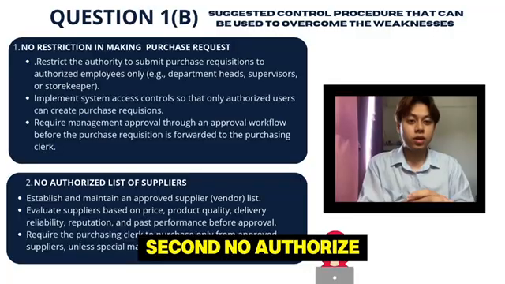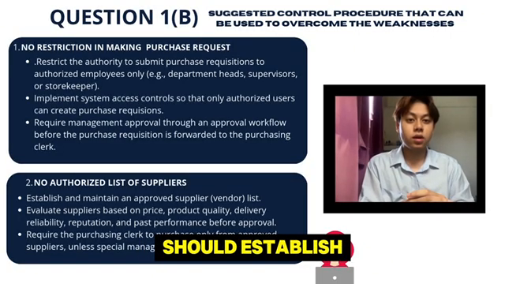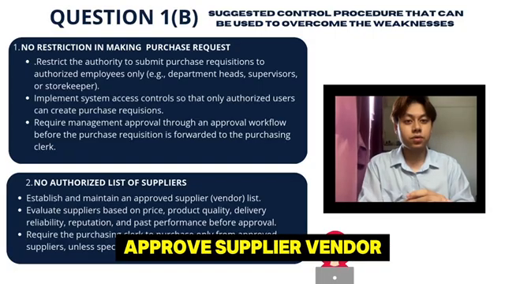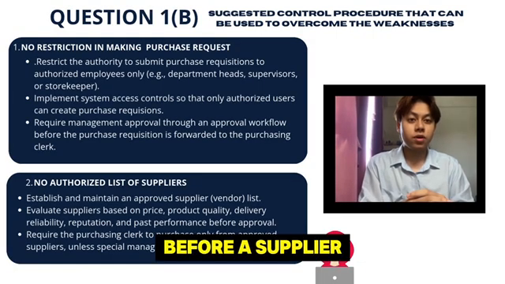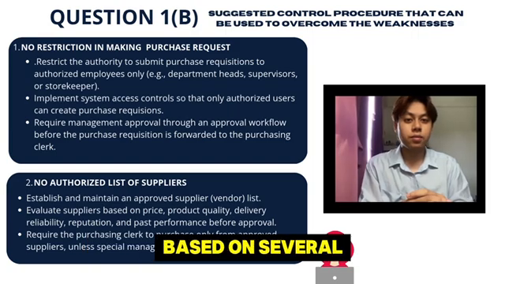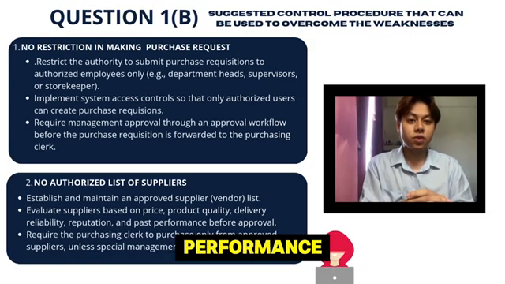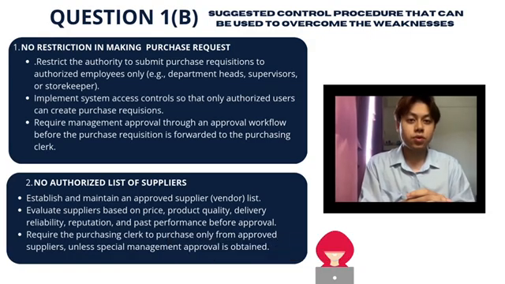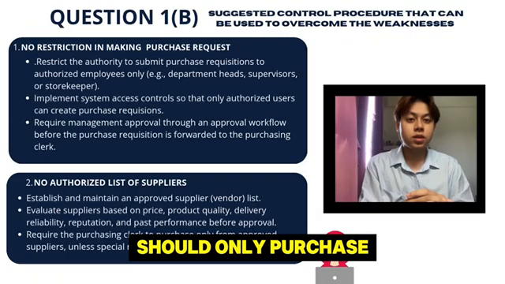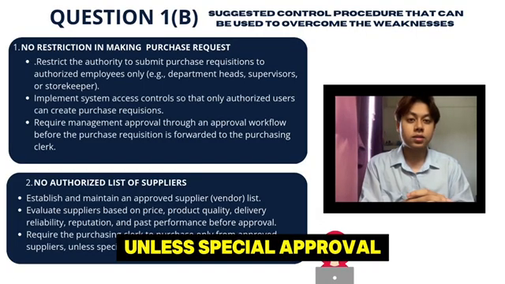Second, no authorized list of suppliers. Sedap Crispy Sendirian Berhad should establish and maintain an approved supplier vendor list. Before a supplier is added to this list, management should evaluate the supplier based on several criteria, including price, product quality, delivery reliability, reputation and previous performance. Once approved, the purchasing clerk should only purchase goods from suppliers included in the approved vendor list, unless special approval is obtained.